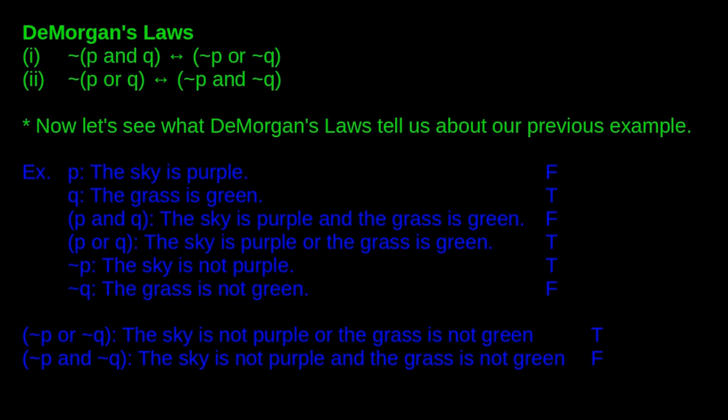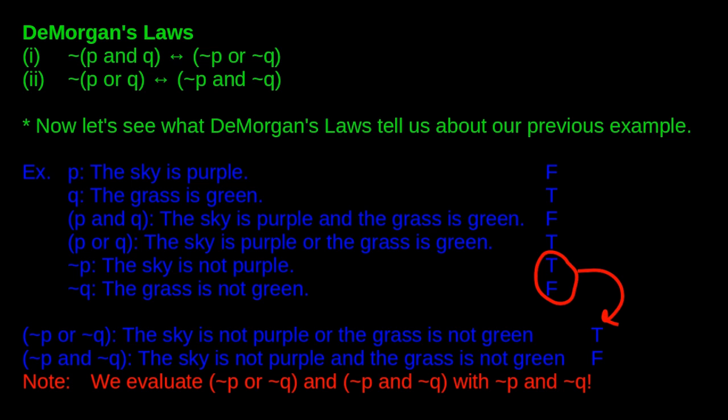And how do we compute those values? Well, it's because not P is true and not Q is false, right? So we evaluate not P or not Q and not P and not Q using those values, and we plug them into our and/or expressions to compute the truth value. And that's how we got the values of true and false for not P or not Q and not P and not Q, respectively.